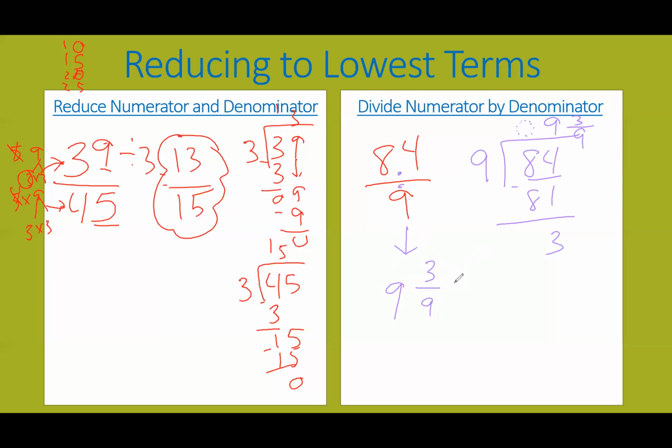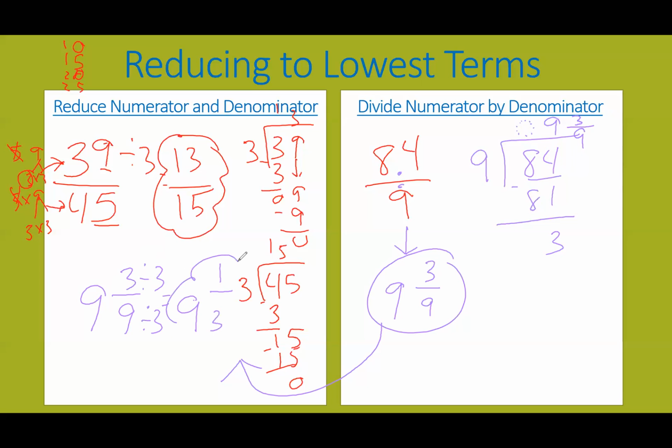But you know what? This can still be reduced. Right here, I'm going to move it over here because now I can divide by 3. And I get 9, and 3 divided by 3 is 1. 9 divided by 3 is 3. So the answer, 84 ninths, is equivalent to 9 and 1/3.